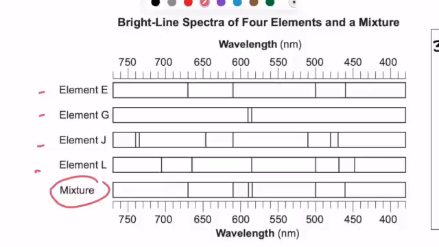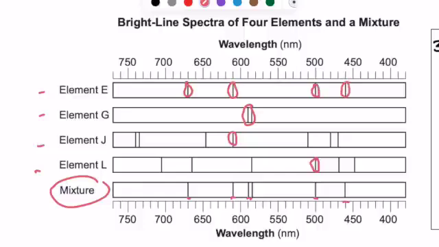So if I look at the mixture now, I see that the first line comes from element E. The second line seems to come from element E as well, and there is also a line in J. The third line and the fourth line, that double line, is in element G. Then I see this line, which seems to come maybe from L, but also from E. And then I see the last one, which seems to come from E.